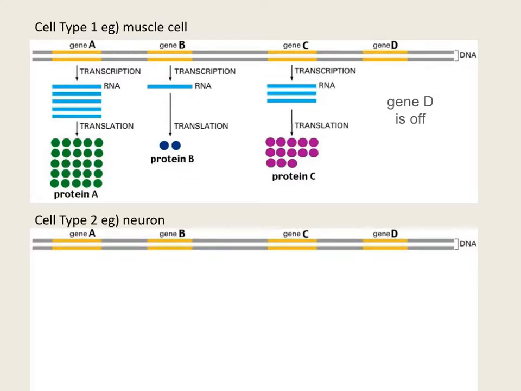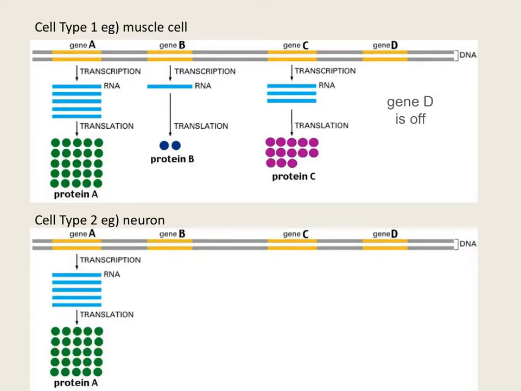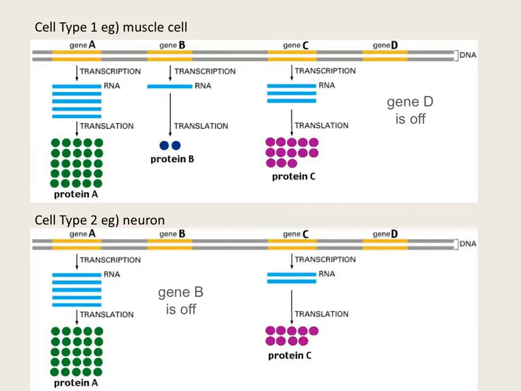Now, let's say we have a neuron. Neurons are, well, we have a lot of them in our brain. We also have neurons that branch out from the spinal column to all our different muscles and various things that control our body. Again, we have A is being made, B is off, C is on, and D is on.